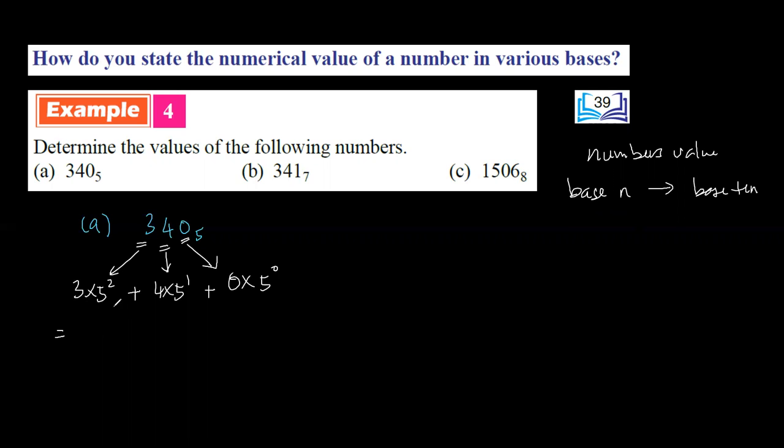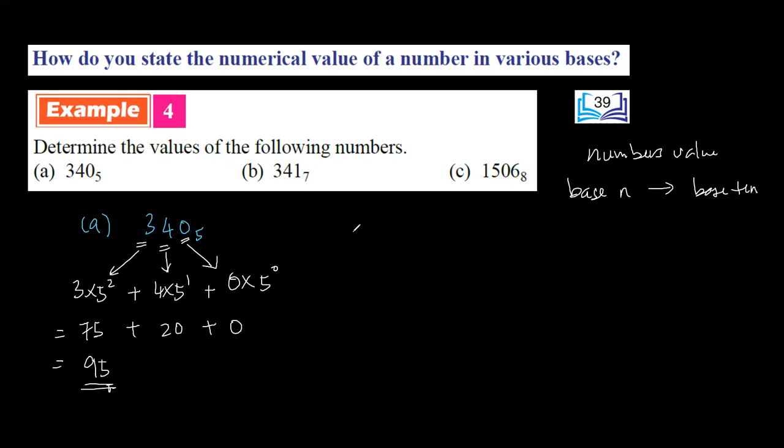So now after you add it up together, you can calculate one by one. First, 3 times 5 squared is 75. 4 times 5 is 20. 0 times anything is 0. So when we add it up together, you get 95. This 95 is base 10. You do not necessarily have to write down the 10, but in the textbook they write down the 10 so that you can understand this 95 is in base 10 value. When we say value, it means base 10.